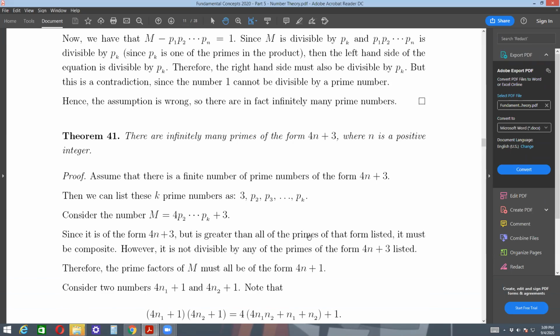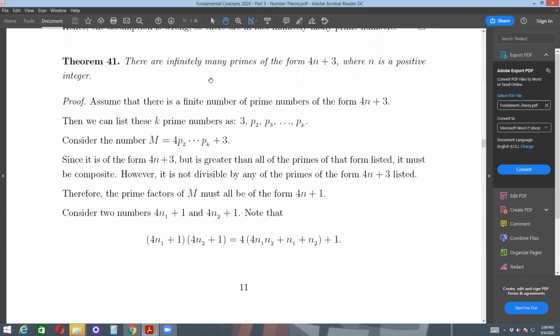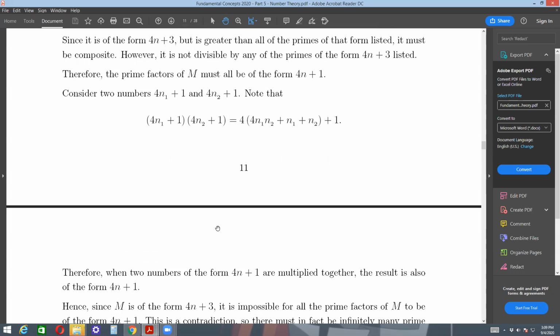All right, there's a similar proof here that there are infinitely many primes of the form 4n plus 3. I'll leave that one for you all to go through.